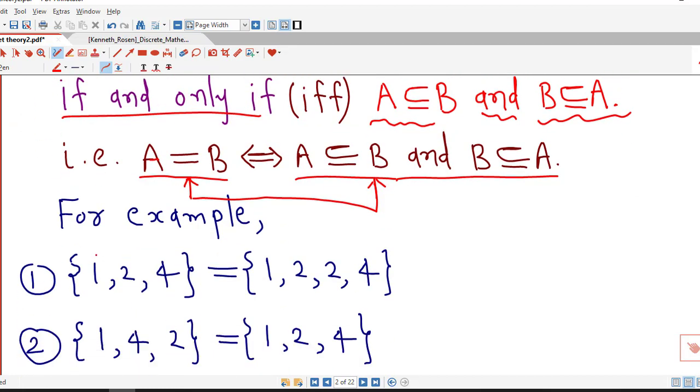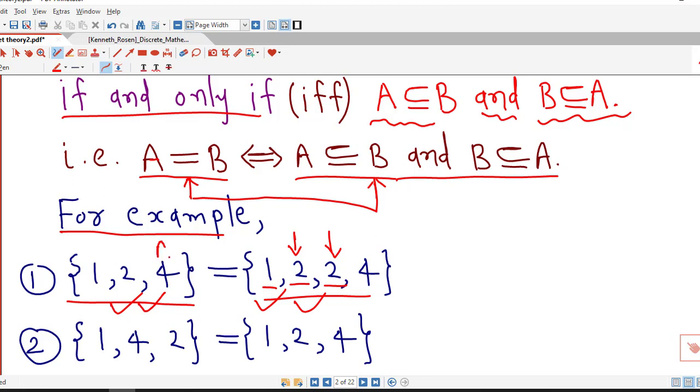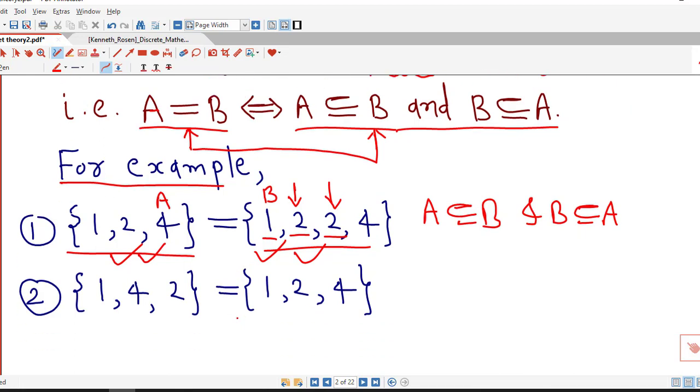So here we have written several sets which are equal. Here we have the set containing 1, 2, 4. Here we have the set containing 1, 2, 2, 4. So repetition of elements is allowed in the representation of a set. Here 2 is repeated 2 times. So these two sets are equal because every element of this set is present in this set, and every element of this set is also an element of this set. If we consider these two sets as A and B, then A is a subset of B and B is a subset of A. Therefore A and B are equal.